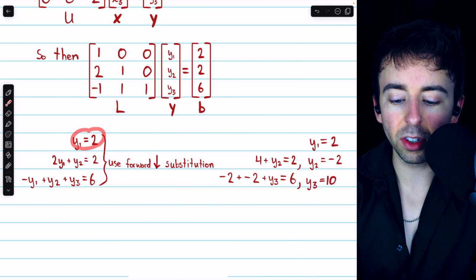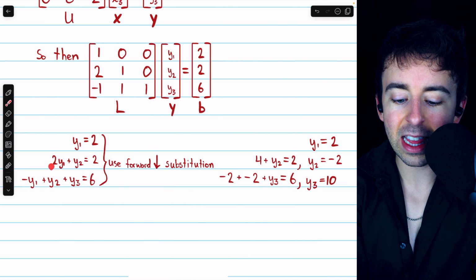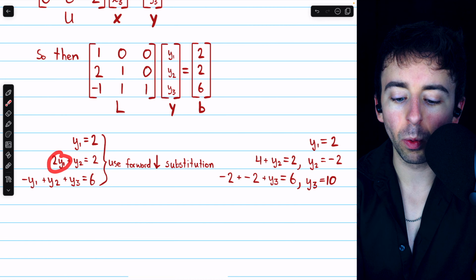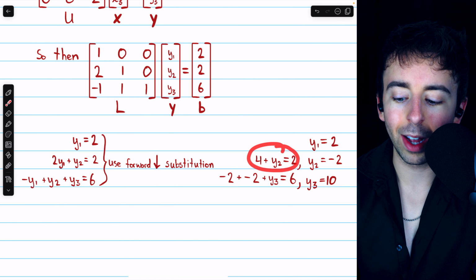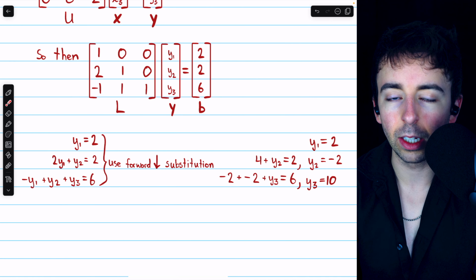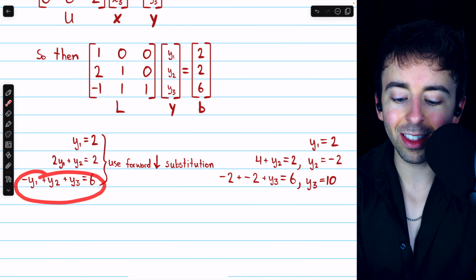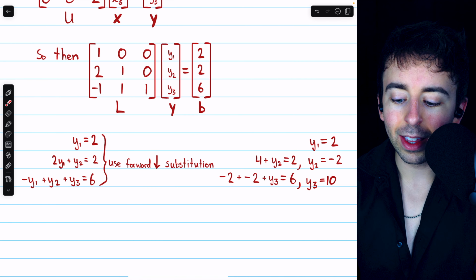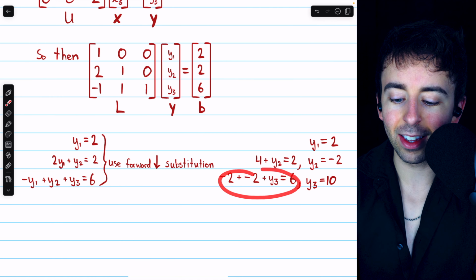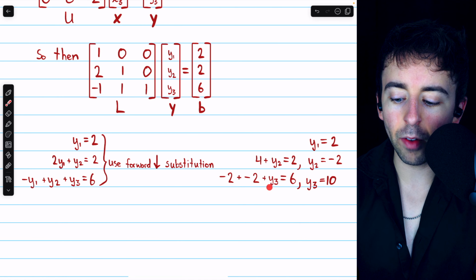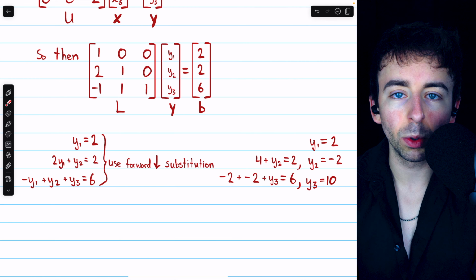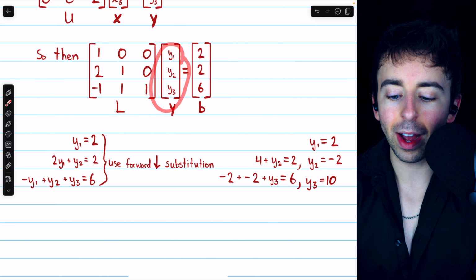Since we know that y1 equals 2, row 2 gives us this equation, and we can replace y1 with 2. Thus, we have that 2 times 2, which is 4, plus y2 equals 2. So 4 plus y2 equals 2, and so y2 equals negative 2. Now that we know y2 and y1, we can plug those into the third equation and solve for y3. That gives us negative 2 plus negative 2 plus y3 equals 6. Again, this comes from row 3. And solving this for y3, we get that y3 equals 10. Thus, we've solved for this new variable vector, y.